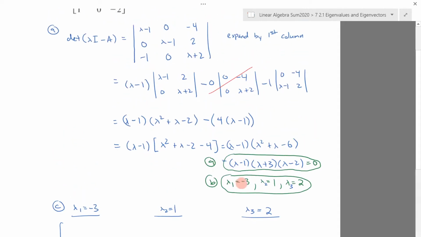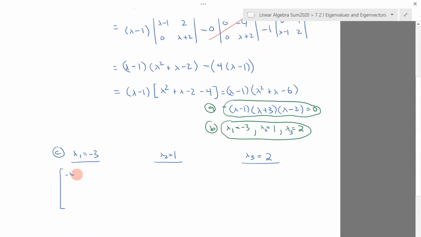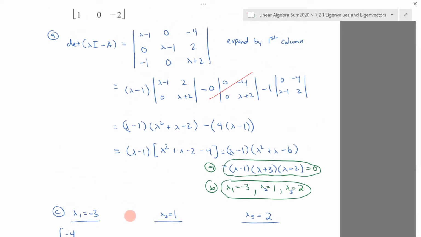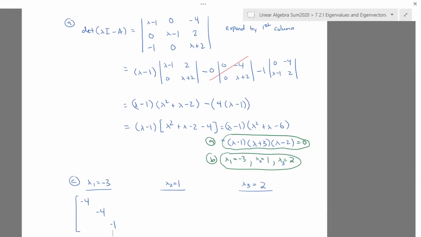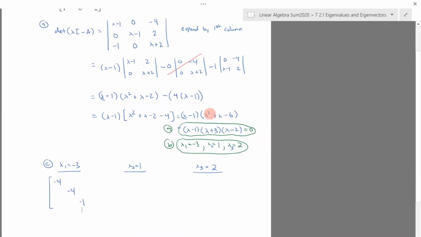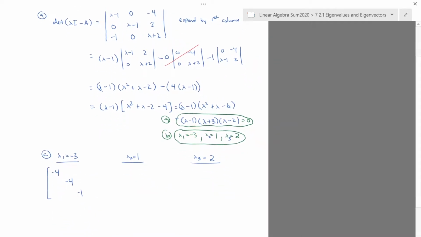So -3 minus 1 is -4, and this will be negative, so this is -4, and this is -1. The other entries stay the same, so 0, -4, 2, 0, -1, 0. Make this smaller so it fits onto the screen. They augment all zeros.